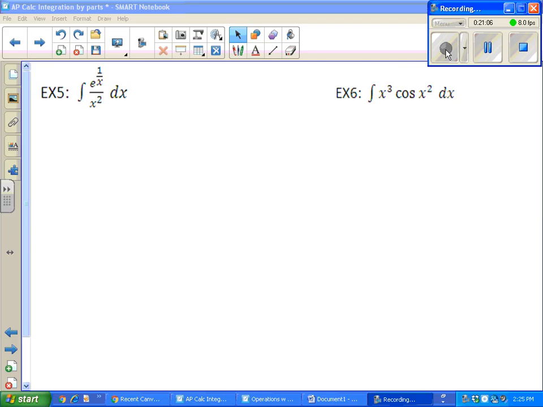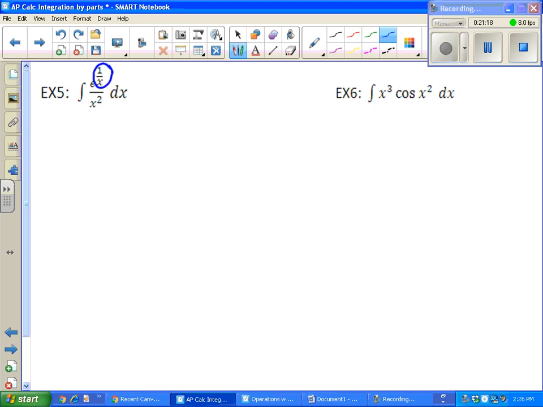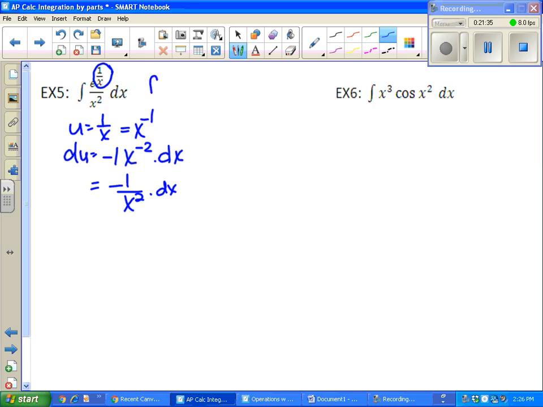All right, what do we think is going to happen with example 5? Do you think we need to try parts, or do we want to try u sub first? I hope you lean toward trying u sub first. If we do u sub first, we let u be 1 over x, which is the same as x to the negative 1. du would be negative 1 x to the negative 2 power dx, which is negative 1 over x squared dx. The integral has 1 over x squared times e to the 1 over x power dx. I actually have 1 over x squared, so u sub is going to work, and we're going to use u sub every time we can.